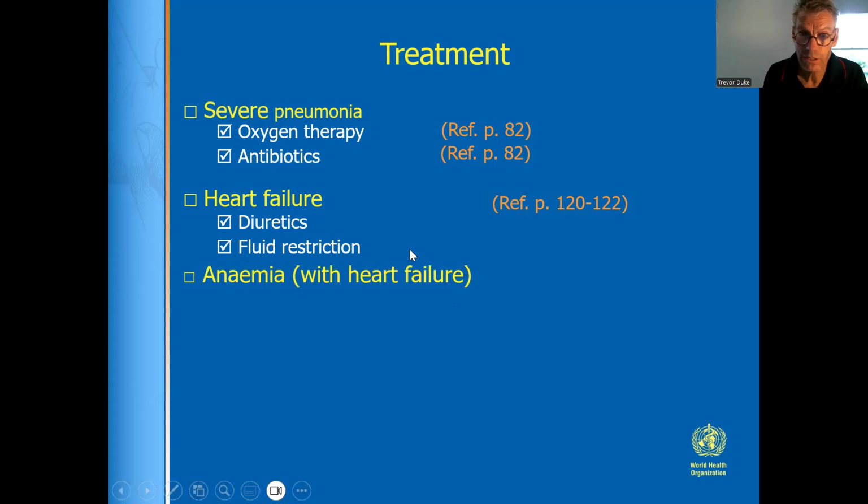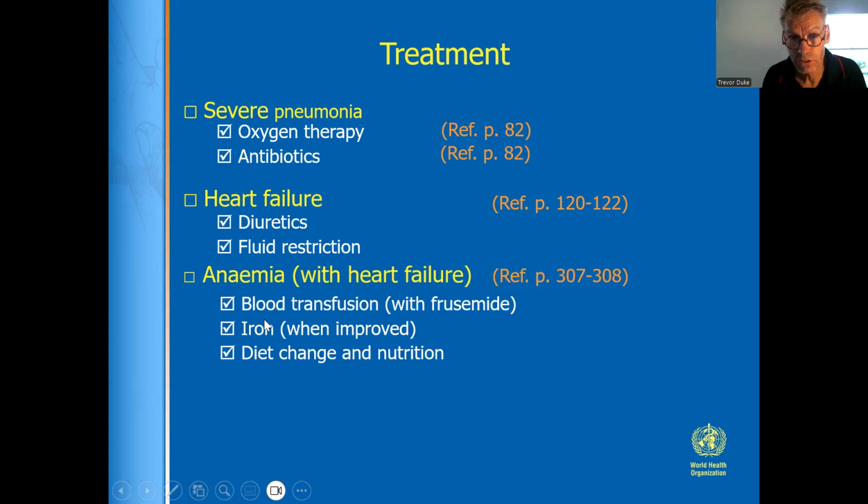You can look up the book on how to give it. Usually it's furosemide, milligram per kilogram, twice a day, sometimes eight hourly, sometimes 6 hourly if you've got severe heart failure to begin with, and then you stretch it out.